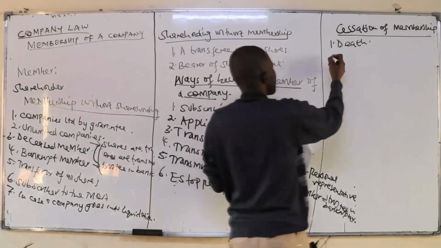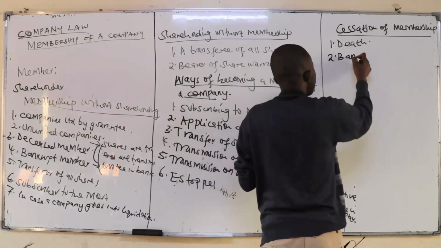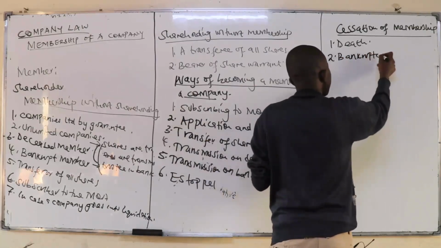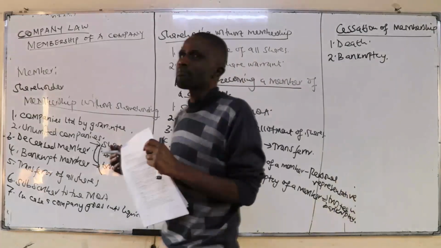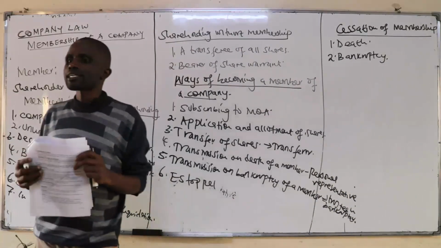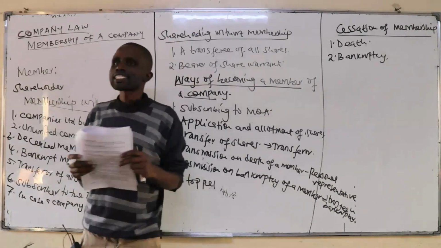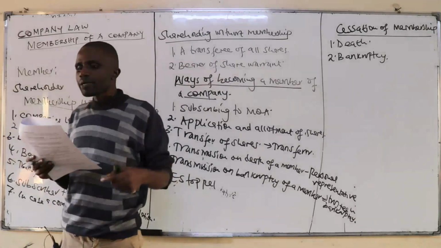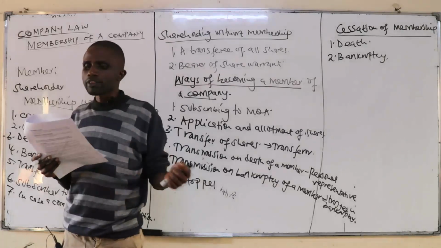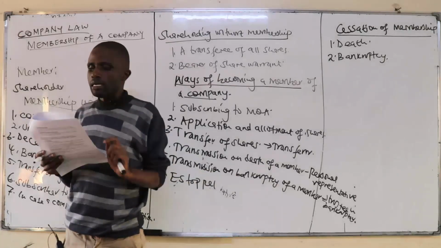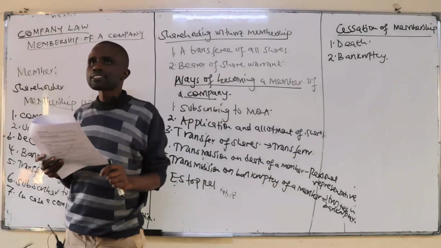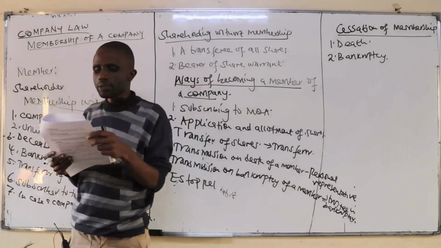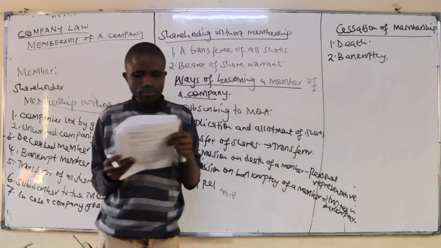Number two is bankruptcy. Upon a member being declared bankrupt, his shares are transmitted to the trustee in bankruptcy. The company will remove the name of the bankrupt member from the register of members. Therefore, he ceases to become a member.